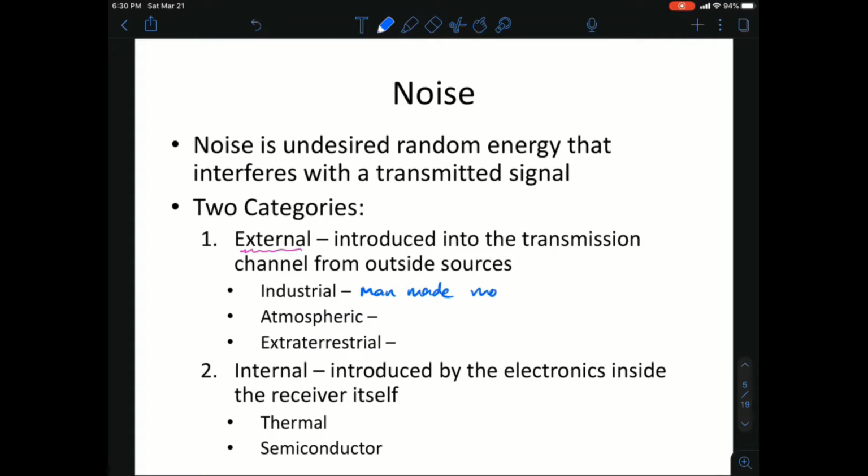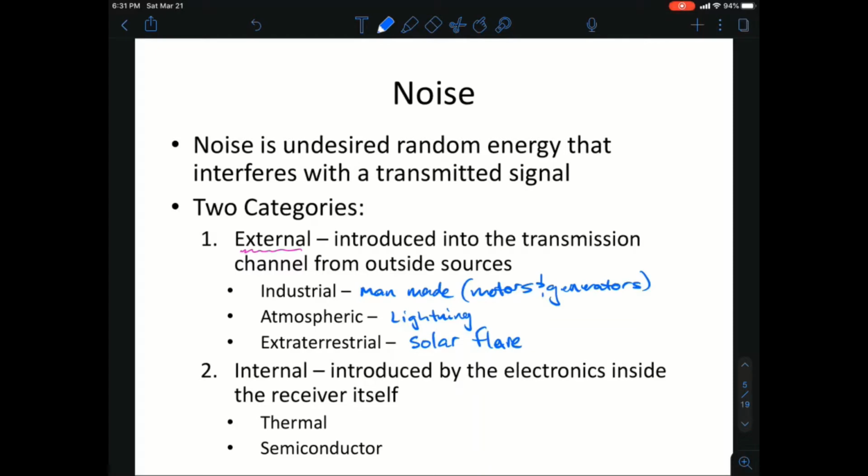This is motors, generators, and other man-made sources like that. You have your atmospheric, a classic example of which would be lightning. That's that electrical energy burst that can cause problems with signals. And then extraterrestrial. As young careers in the military, you will hear communications people joke about the infamous solar flare and how they can affect communications. And obviously those are extraterrestrial.